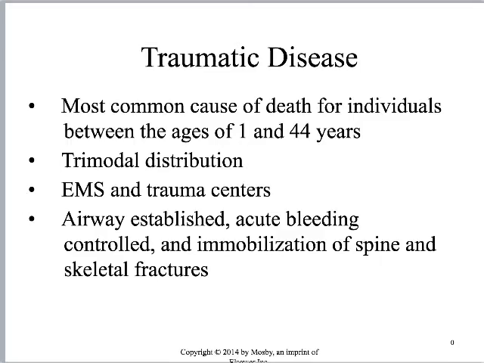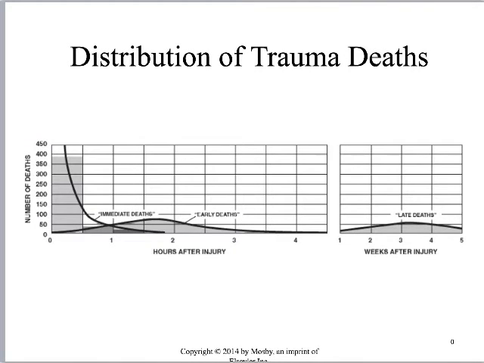So here's an example of these distributions for different times of death, and we see the majority of them occur immediately. We see another bump around hour 2, and we call these early deaths, and then finally late deaths are like within that range of 2 to 3 weeks out. Those are the ones associated with infection.